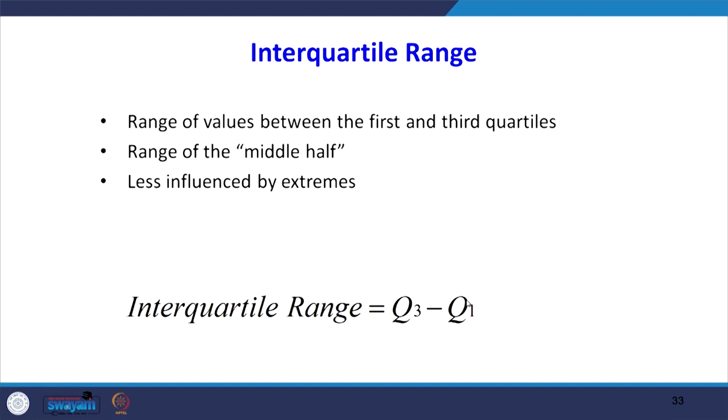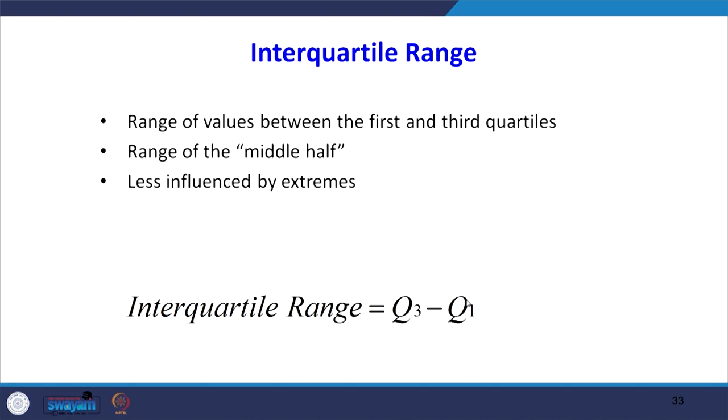Now, the next term is the interquartile range. The dispersion in the data set is measured with the help of the interquartile range using this formula: Q3 minus Q1. As we know, Q3 is the 75th percentile and Q1 is the 25th percentile. So, the range of values between the first and third quartile is called the interquartile range. It is the range of the middle of the data.